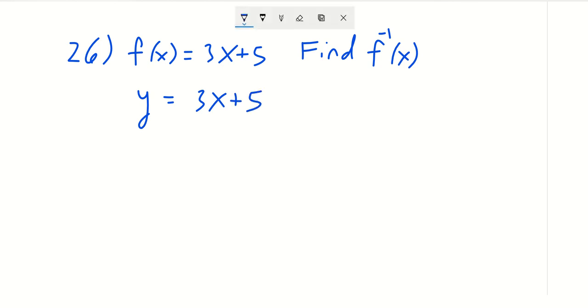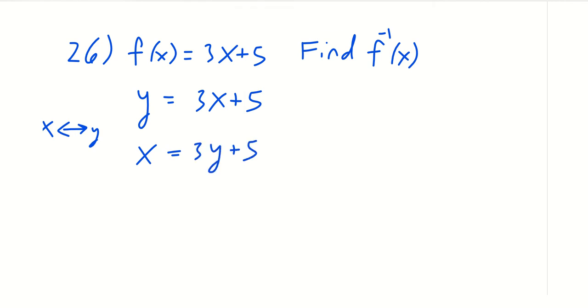So instead of calling it f of x, we're going to call it y. The next step is we're going to do the interchange, where we're going to replace the x and y variables. In the equation, everywhere you see a y, put an x, and everywhere you see an x, put a y, like this. The goal now is to take this rewritten equation and to get the y by itself.